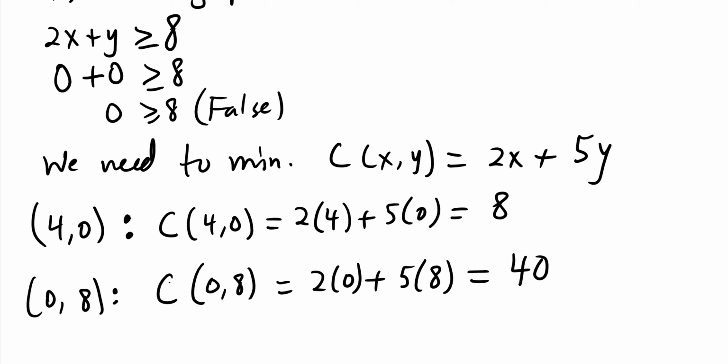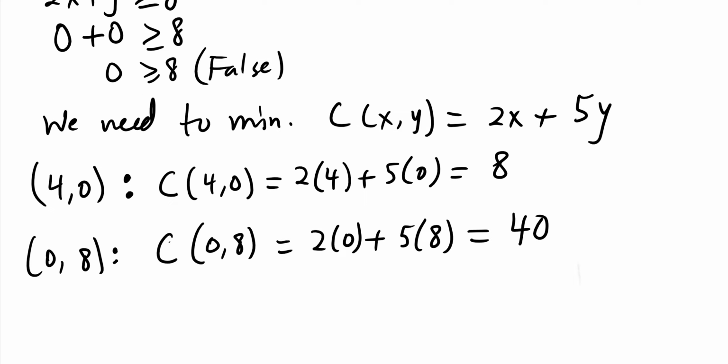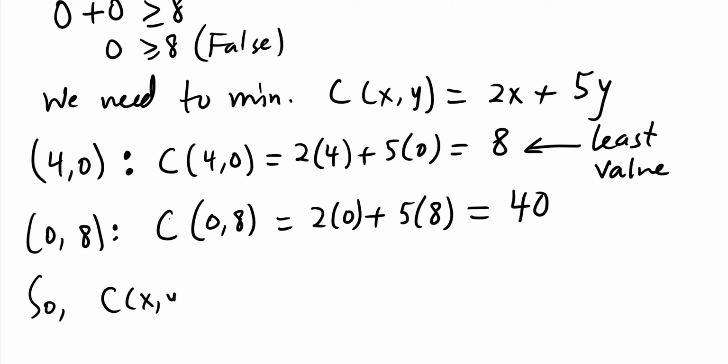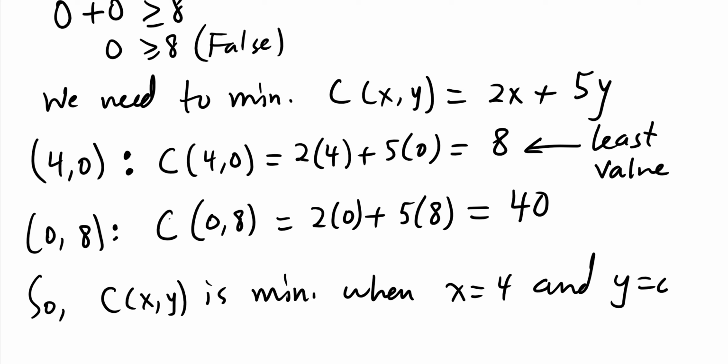That gives us 40. So which one is bigger? Well, the second one is bigger. So it is minimized at the first one. This is the least value. So c of x, y is minimized when x is 4 and y is 0. Y is 0 from this point.